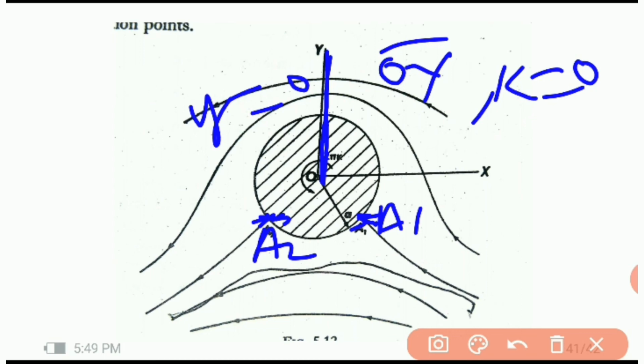So today we'll stop here. Tomorrow we'll see the statement of the extension of the Milne-Thomson circle theorem.